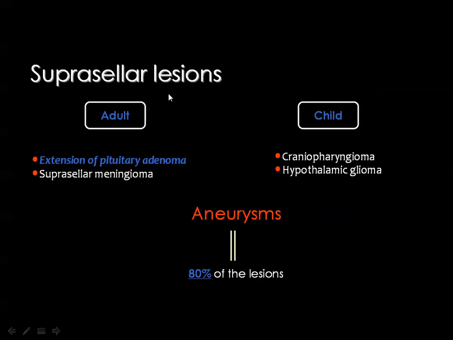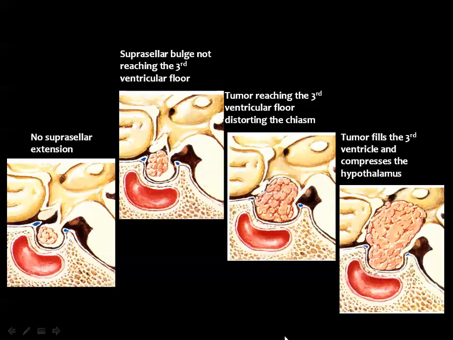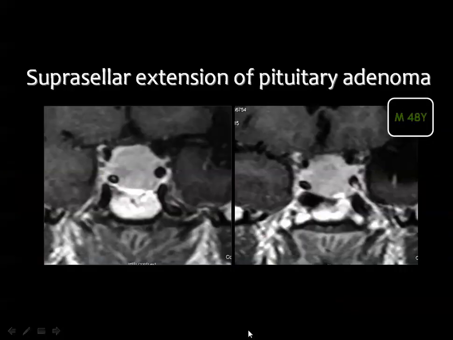Then in cases of adults, one of the common, or let us say the most common suprasellar lesion seen in adults is the extension of the pituitary adenoma. You remember that the usual or the most common extension of the pituitary adenoma is through the suprasellar area. First it will obliterate the suprasellar cistern, then it will compress the chiasm, and then it will compress the hypothalamus. And this is an example you remember from the first part of this talk.